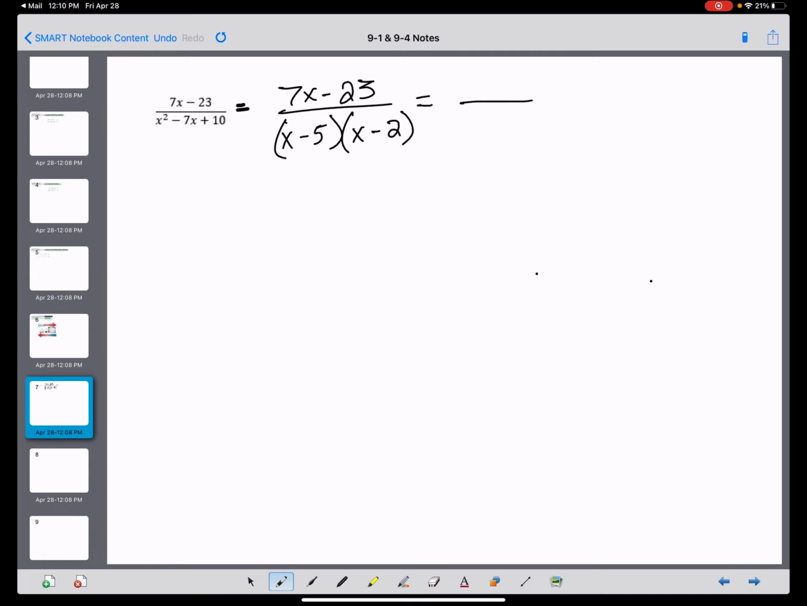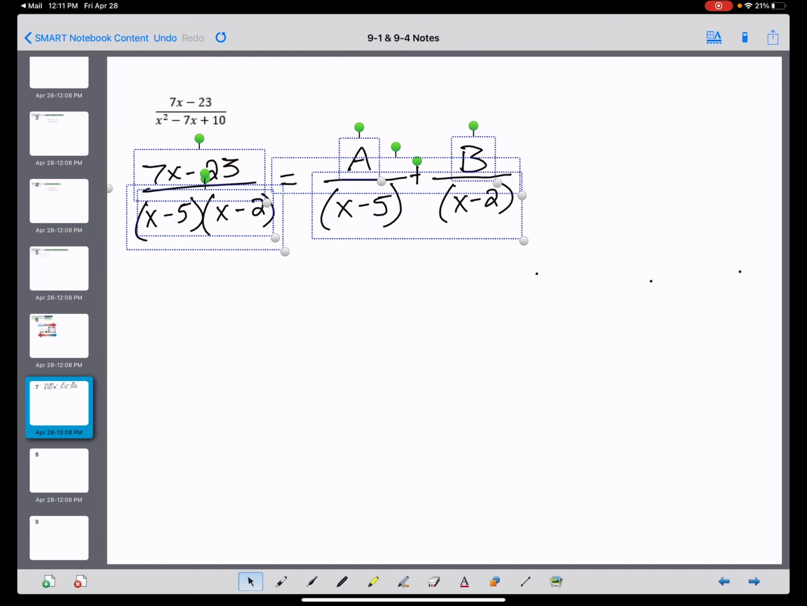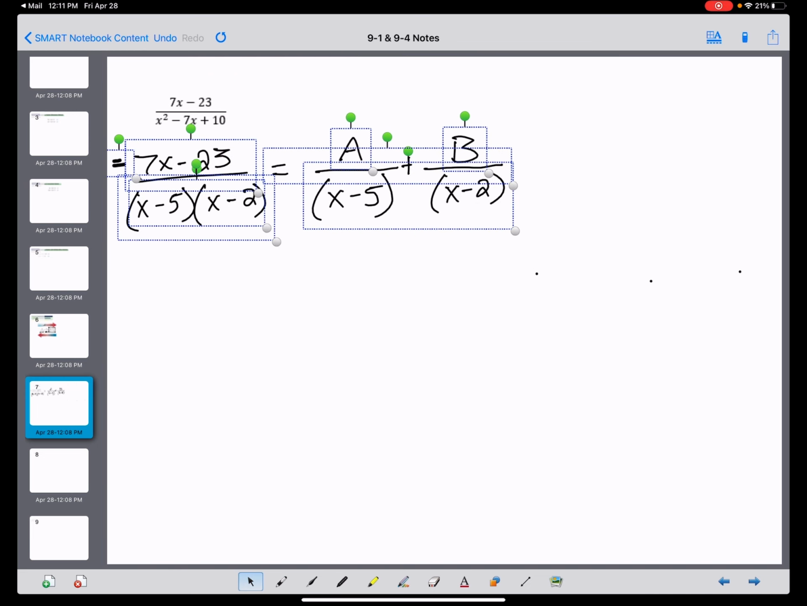Now, since there are two factors in the denominator, I know that we're going to have one fraction with x minus 5 as its denominator, and another fraction with x minus 2 as its denominator. I don't know what the numerators are, so I'm going to say the first is A and the second one is B. So we have this situation right here.